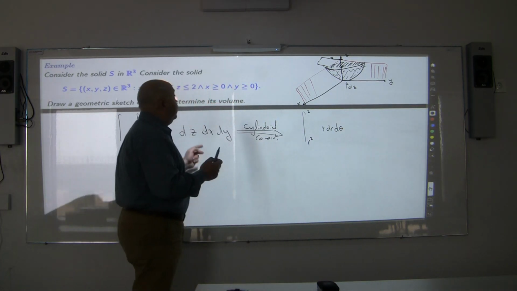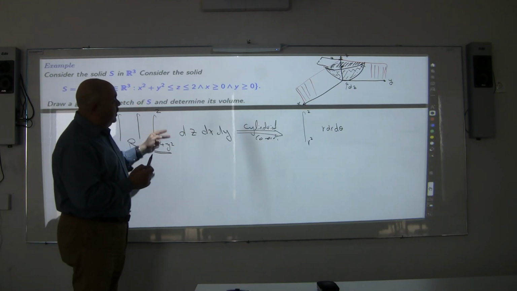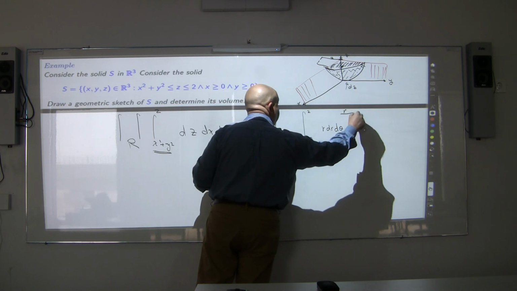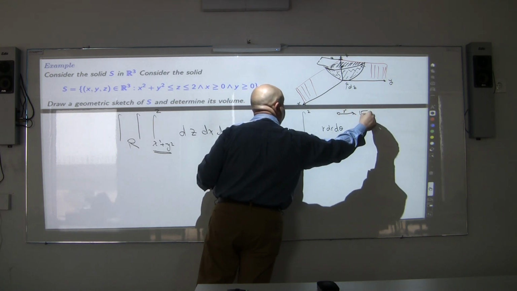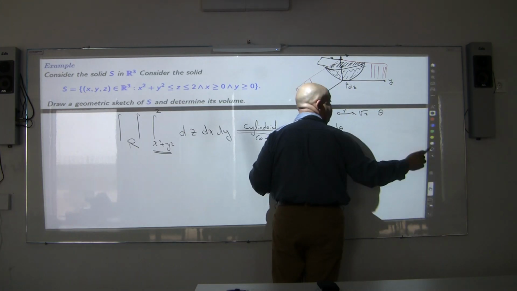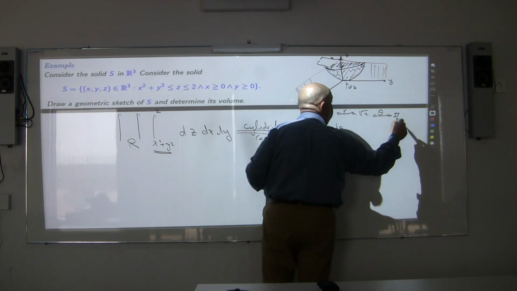For the paraboloid, it's going to be governed by x squared plus y squared equals 2, which means r will be moving from 0 up to √2, and theta, within the first quadrant of the plane, will be running from 0 up to pi over 2.